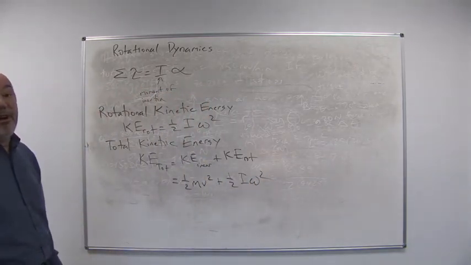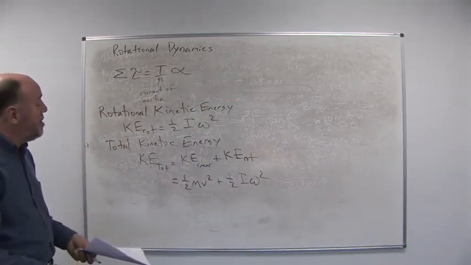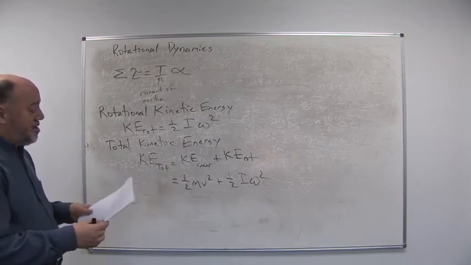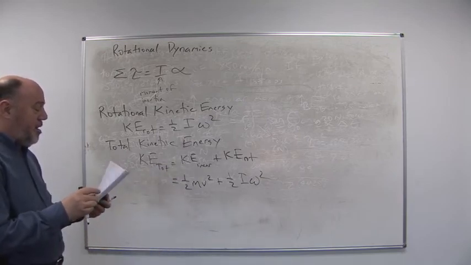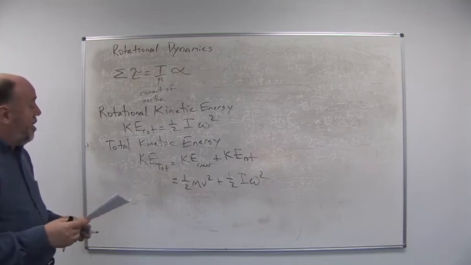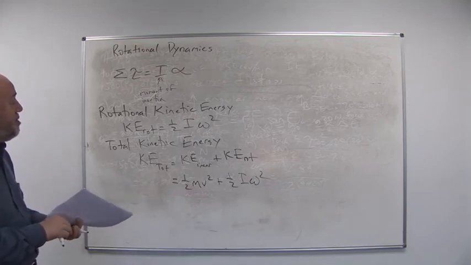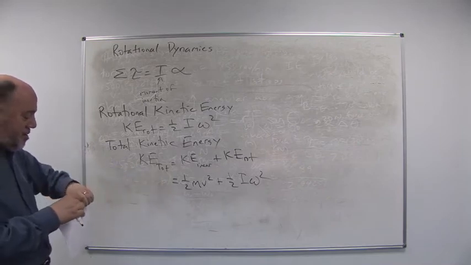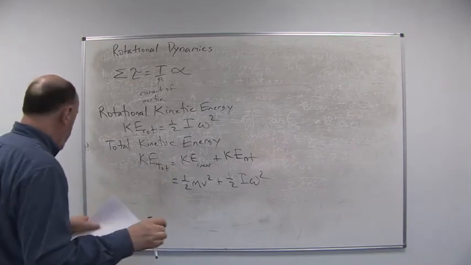So if you think in terms of a tire going down the road, it has both linear velocity and rotational velocity. Okay? And so we'll go through an example of how this works for a particular problem.